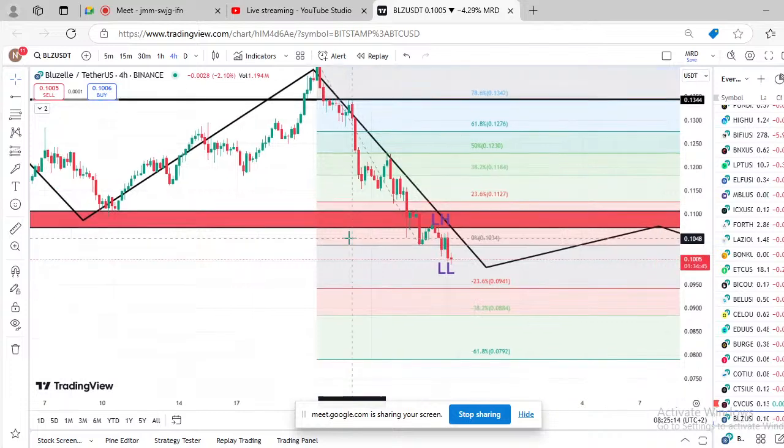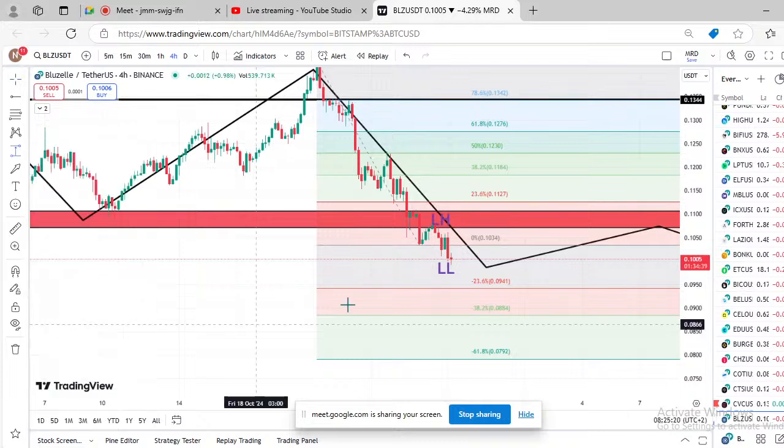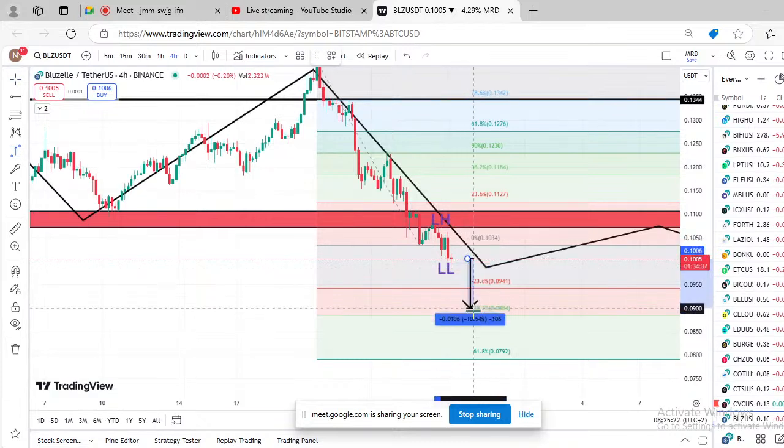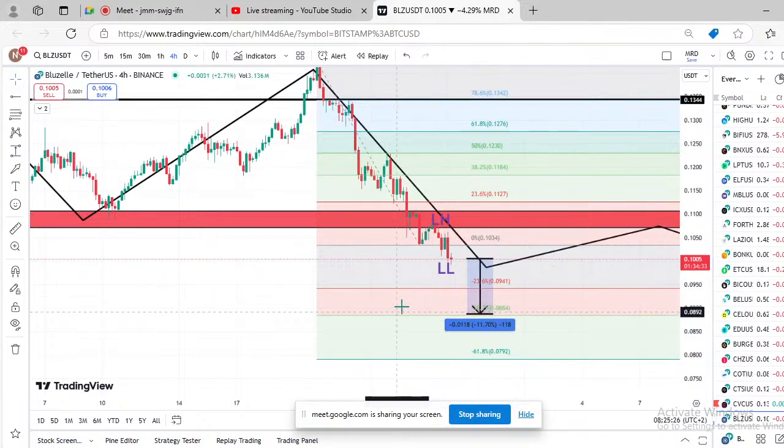And currently, we expect this market, at least if it is to drop, it may drop from here up to here, which is around 11%. So if you are trading this coin, you should be having margin calls that can cover 11%. Are we together? It can cover 11%.